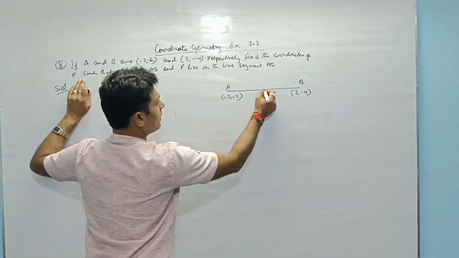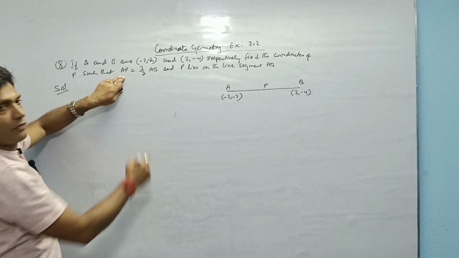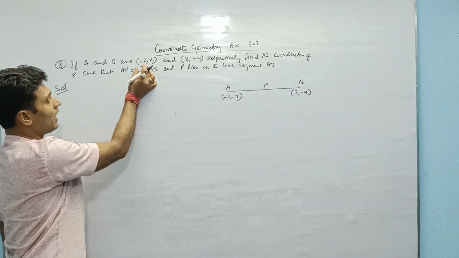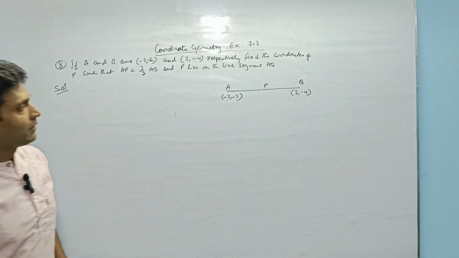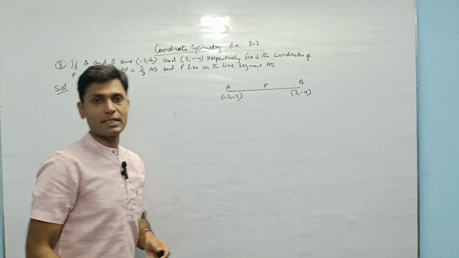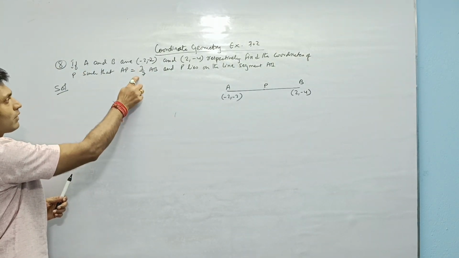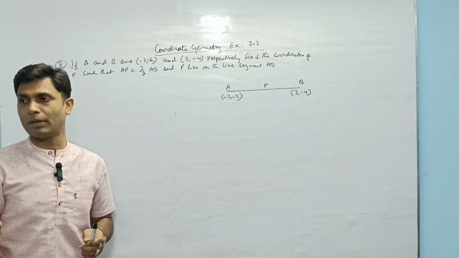There is P such that AP is 3 by 7 of AB. Try to understand this. How much is AP? 3 out of 7 parts of AB. Okay. So altogether AB is how many parts? 7 parts. Because it's saying AP is 3 out of 7 parts of AB.